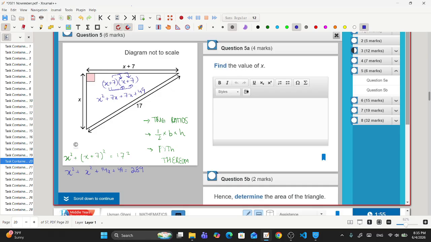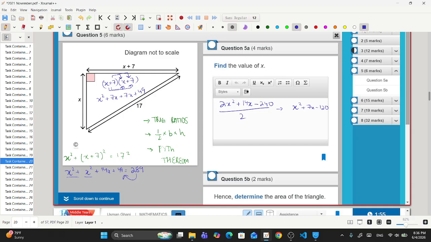Now, we can further solve this by writing 2x squared plus 14x plus 49 minus 289. This becomes minus 240 because 289 is going to move to the other side of the equation. Both of these x squares are going to also add up with each other. If you want to make this part easier for you, you can divide both of these values by 2. So you get x squared plus 7x minus 120, right?